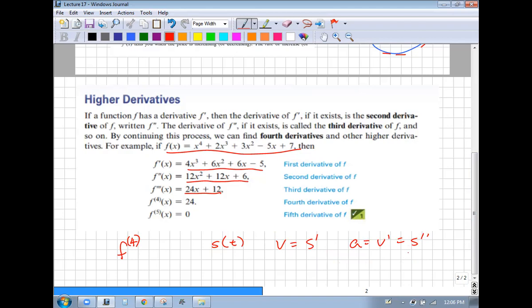And you can keep going, right? The third derivative is called the jerk. That's what gives you whiplash. And then you have the fourth, fifth, and sixth derivatives, which are called the snap, crackle, and pop. Okay? And in physics, you hardly ever use those.